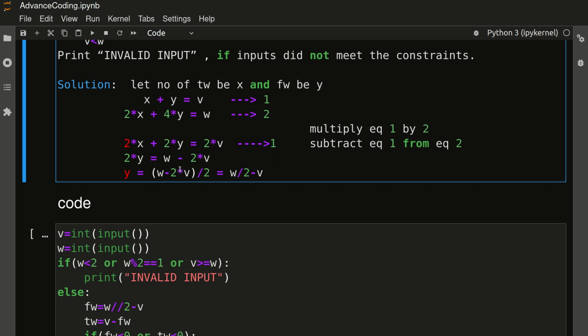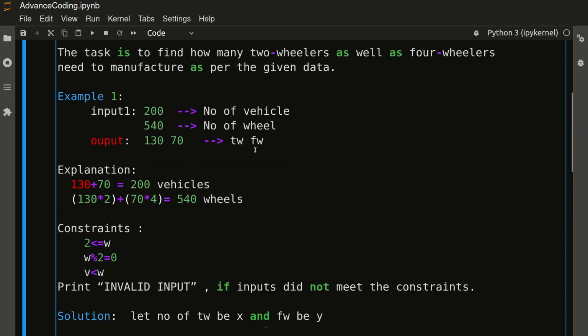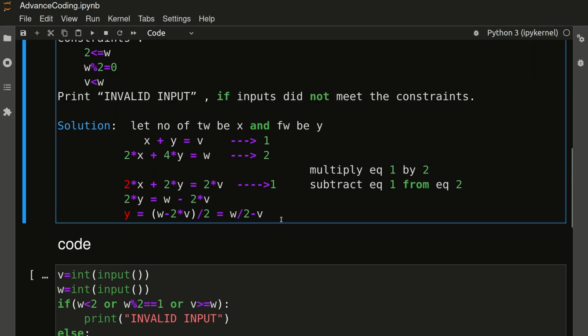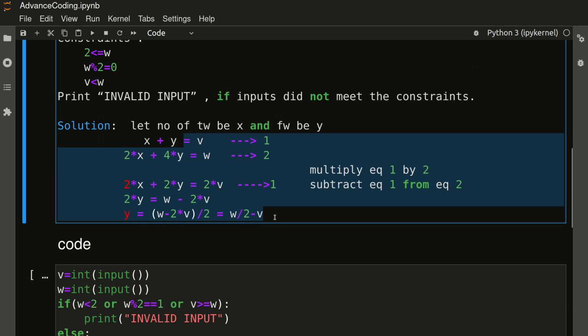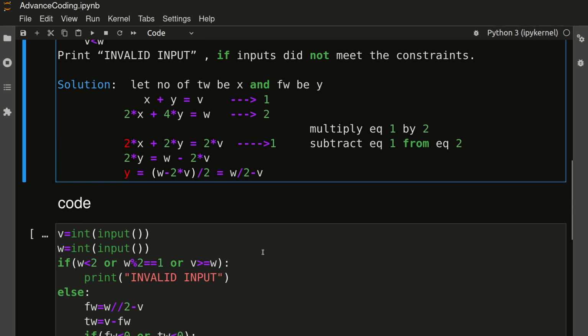Now we have to find how many two-wheelers there are. So once we get how many four-wheelers, like y, then we will just subtract y from v and we will get x. Okay, so just put this y in place of the first equation and you will get the value of x. So two-wheeler is nothing but number of vehicles minus four-wheeler. Okay, so in this way it is simple to solve this equation. Now if you have understood up till here, it means now you can easily code, because code will be nothing. Okay, so let us see the code.